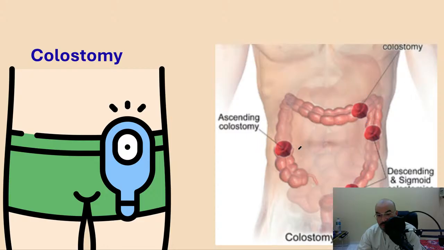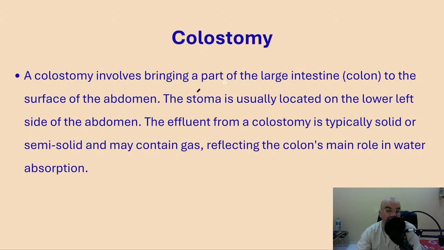Colostomy involves bringing part of the large intestine, a kind of tissue within the colon, above the skin level. So it will bring the effluent outside to the surface of the abdomen. And usually, depending on the condition, the needs, and the indication, it is located on the lower left side of the abdomen.